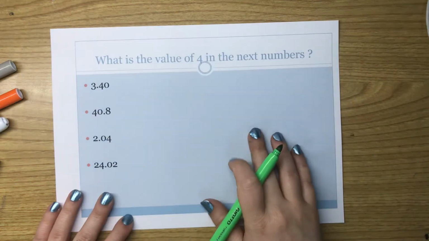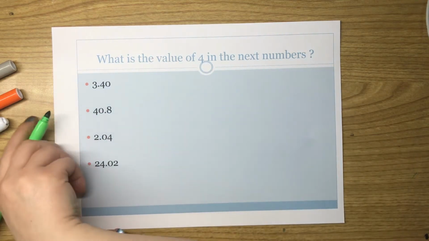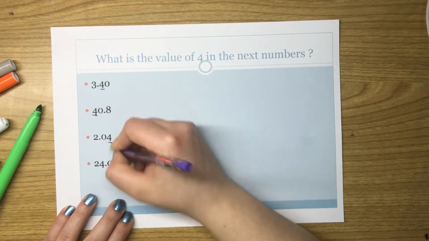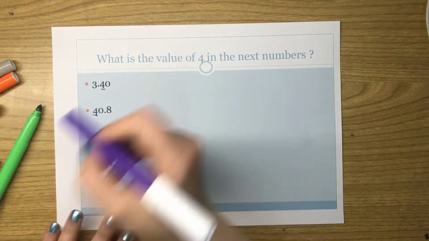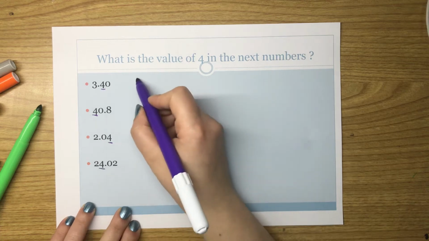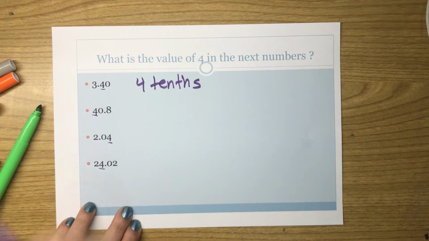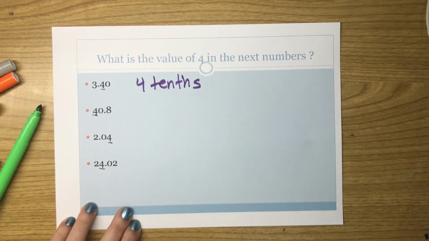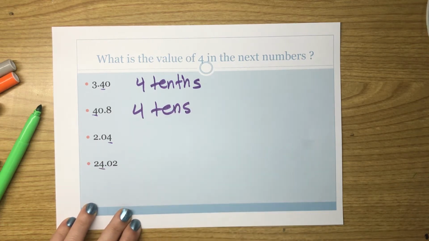The value. What is the value of 4 in the next numbers? Okay, I'm going to underline the 4. Here's 4, 4, 4. We have to find what is the value here. As long as the 4 is in the tenths place, that means the value of the 4 is 4 tenths. What is the value of the 4 here? Remember, it is in the place of tens, whole tens place. So here is 4 tens, not tenths.